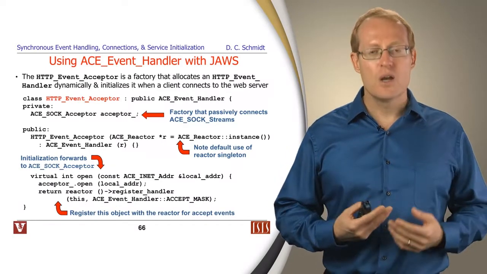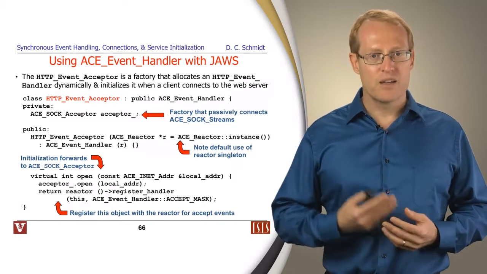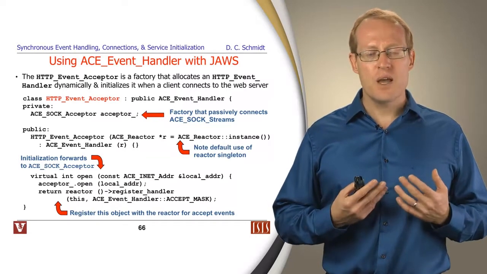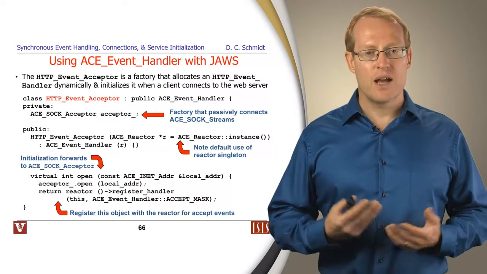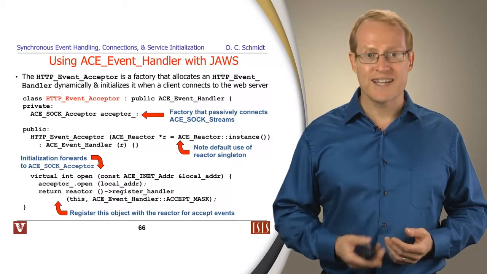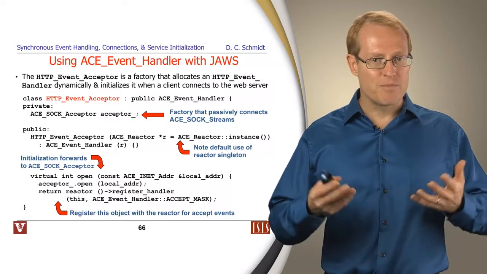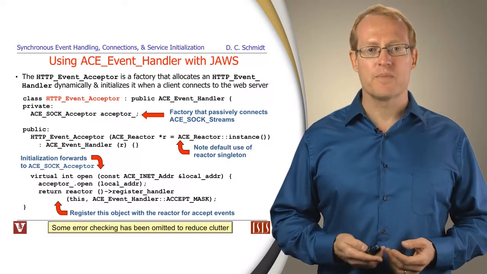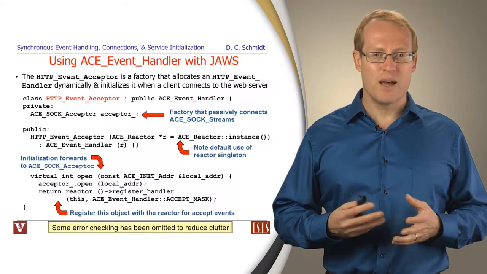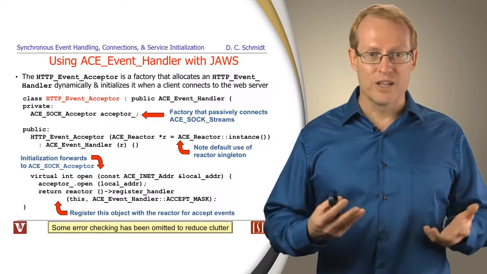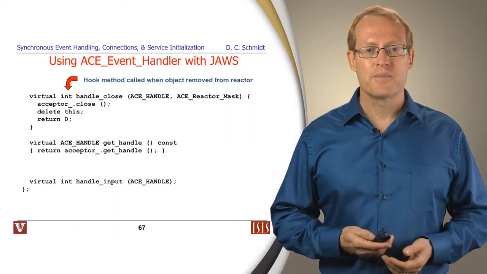It registers this with the corresponding reactor and says, please call me back when the accept event occurs, when a client connects, when the accept event bubbles up from deep in the bowels of the operating system. I've omitted some of the error checking here just to avoid making the code really convoluted. In real life, of course, there'd be more error checking.